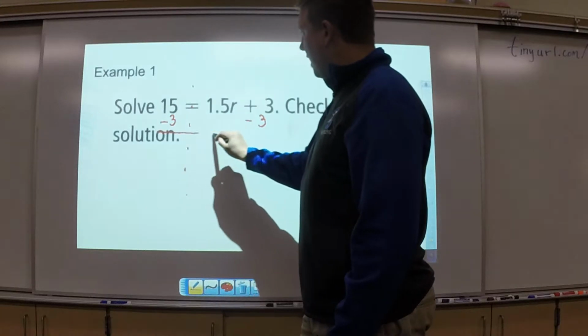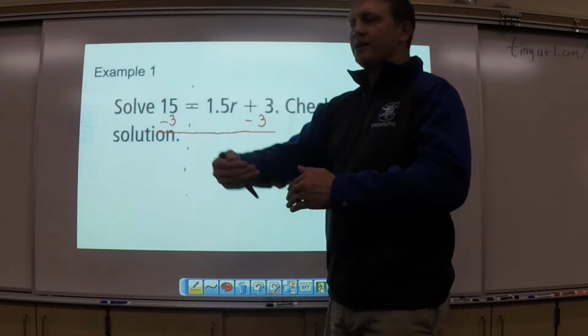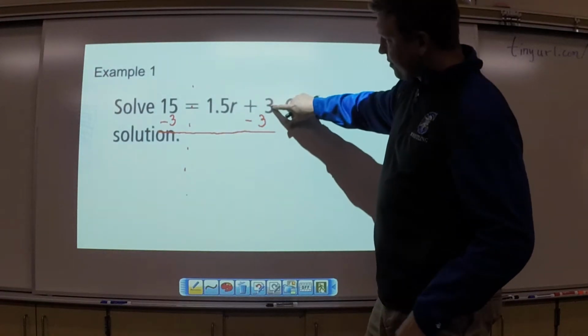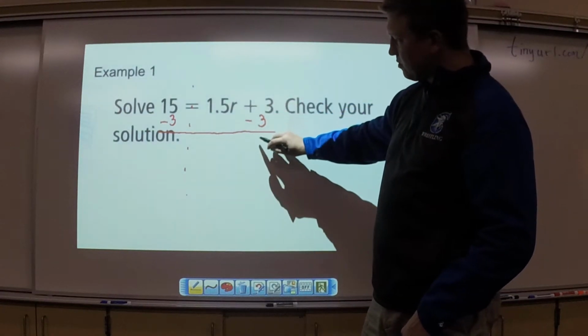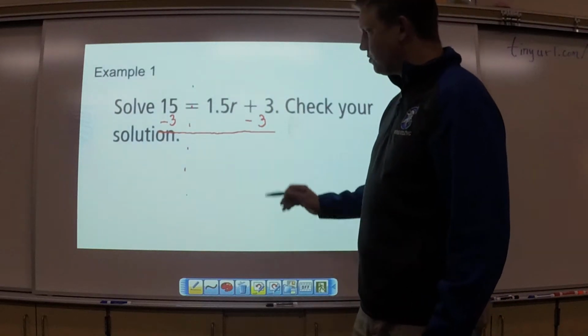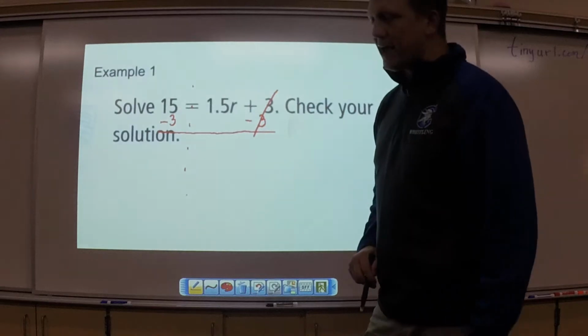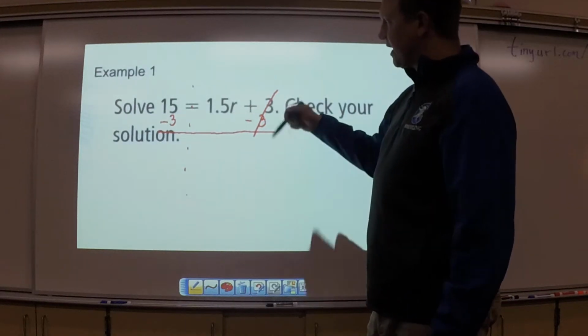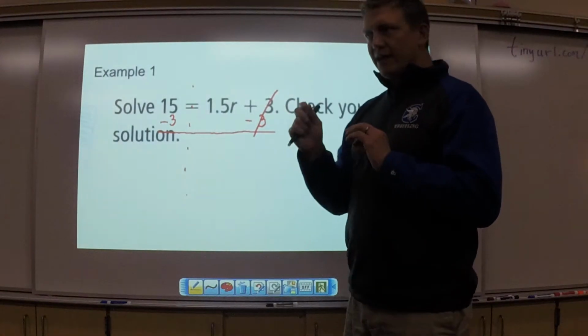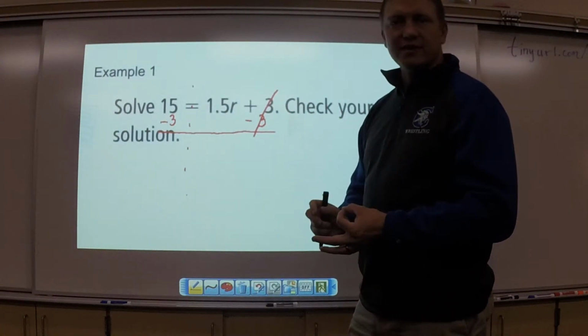I like to draw a line in order to emphasize to start a new row and rewrite your equation. 3 minus 3 turns into 0, but honestly I don't have to write that, right? So we just don't do that. We just cross them out instead. 3 minus 3 is 0, they go away, that's the whole idea. Try to isolate the variable, get the variable on one side by itself.